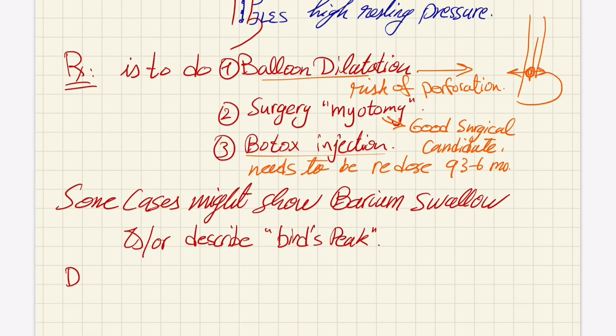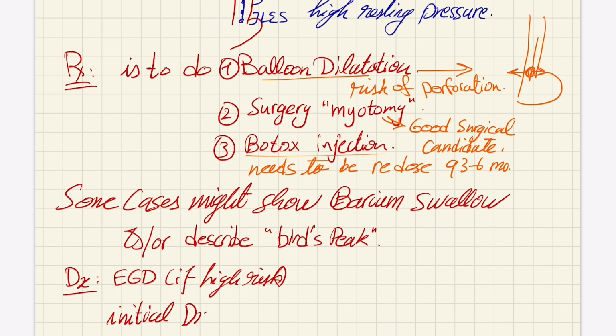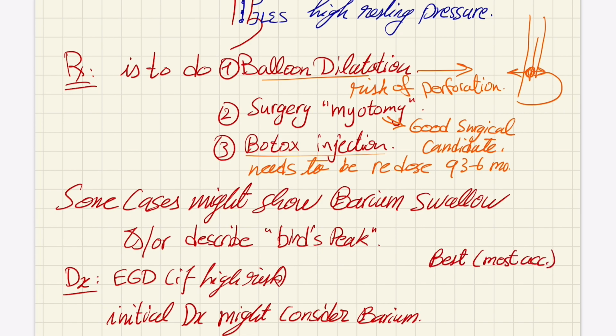If the question asks for the initial step, then we go with the barium swallow. For EGD, if we have a high-risk patient, we do EGD; otherwise the initial step is barium swallow, and the most accurate test is to do manometry.